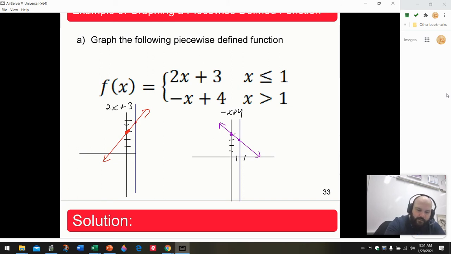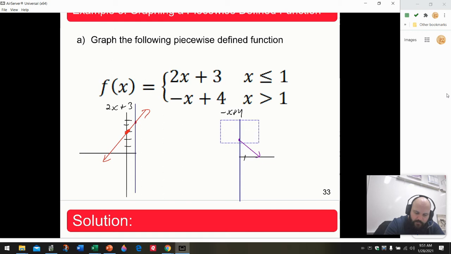Now, in the second graph, you can see that I want x is greater than 1. So what that means is I only want this part of the graph, the part that's greater than 1. I do not want anything to the left of that graph. So all of this is going to get erased. All of this.